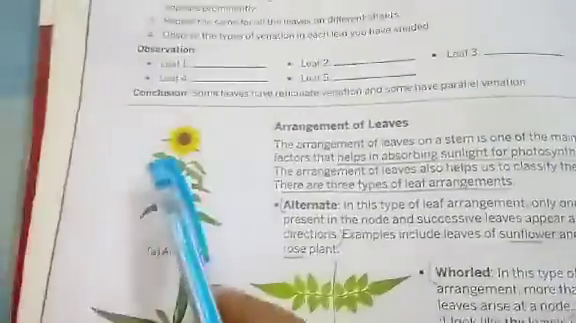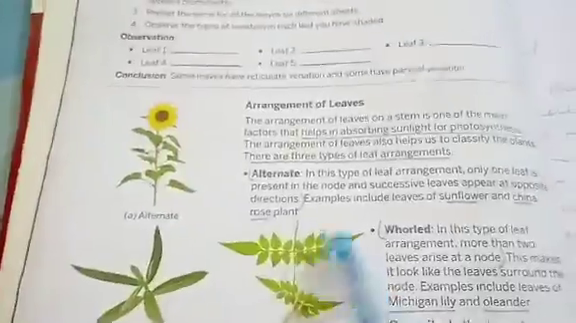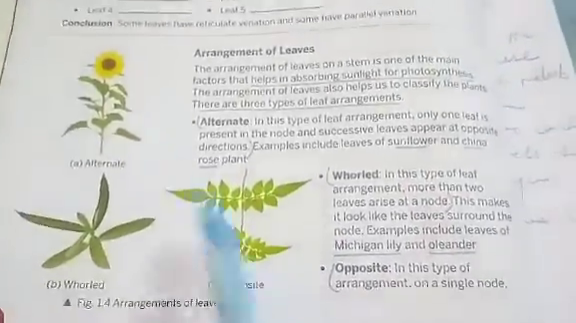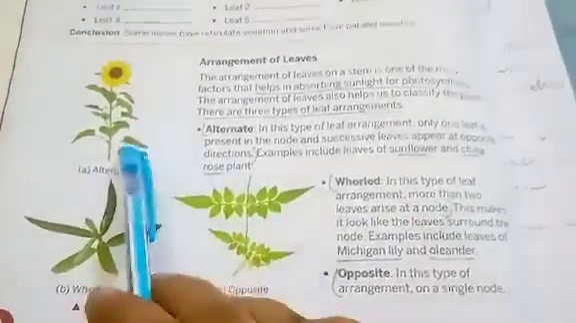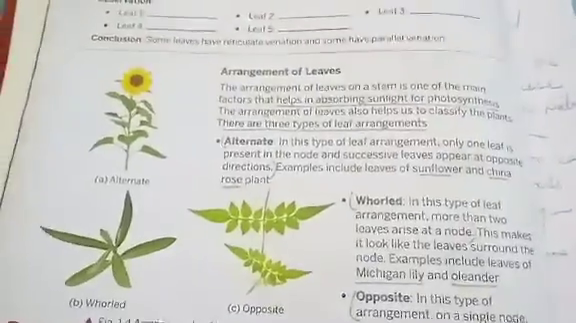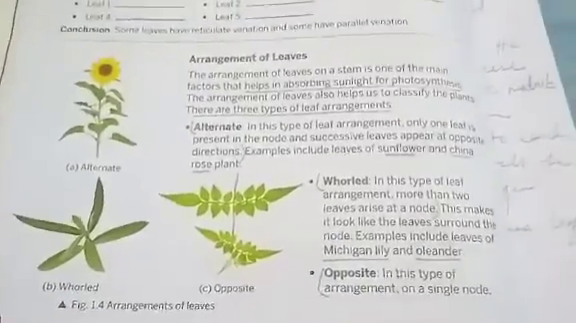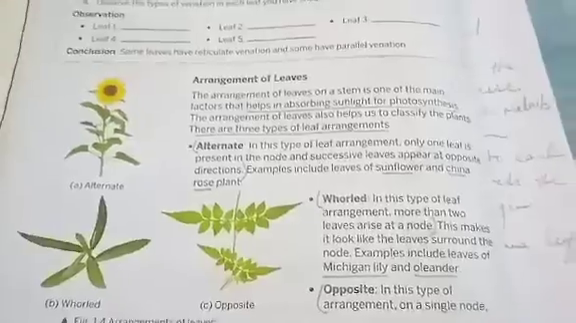Okay, children. Now we move to the next part, that is arrangement of leaves. Means how in a petiole or how in a branch the leaves are arranged, that is called arrangement. You can see here different types of arrangement of leaves. So children, now we will see how the different leaves are arranged on a branch.